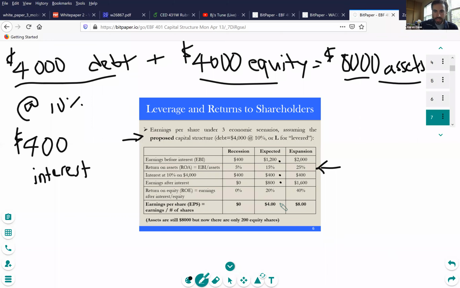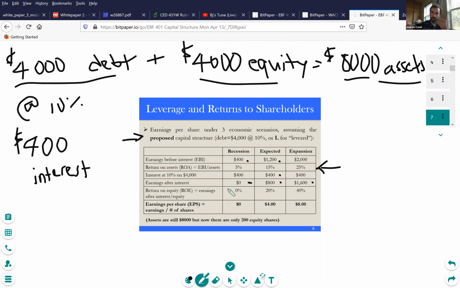So earnings after interest in each of these three cases: 800 in the expected, normal economic conditions, 1,600 in expansion conditions where conditions are really good. And then in the recession, earnings after interest are actually zero because the earnings before interest equal the interest payments. After you're obligated to pay your interest payments, those $400 all go to bondholders. In that recession scenario, there's nothing left for shareholders after those interest payments are made.